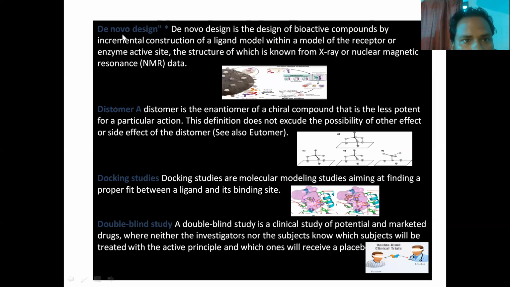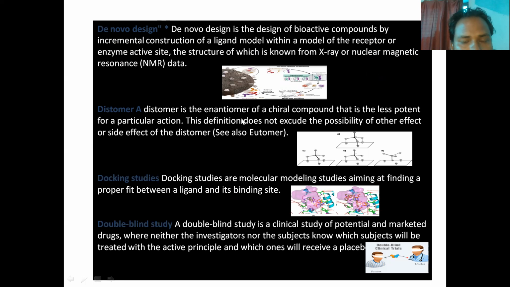Next we'll talk about de novo design. It is the design of bioactive compounds by incremental construction of a ligand model within a model of the receptor's enzymatic active site. According to this model of the receptor's enzymatic active site, construction of the ligand, which may be a drug or another molecule, is carried out. The structure of the receptor is known from X-ray and NMR data. It is also a very important technique.